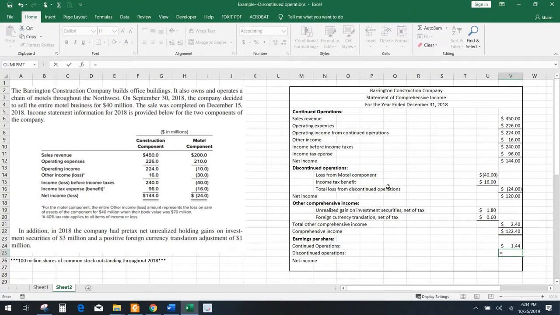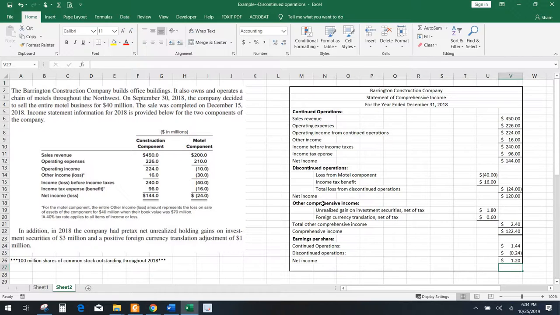And we do the same thing here for discontinued operations. Now, discontinued operations, we lost 24 million. So we take 24 million, divide that by 100 million, and that's 24 cents per share. And the net income simply is the summation of those two numbers. And we made a net income of $1.20 for every share that's outstanding.